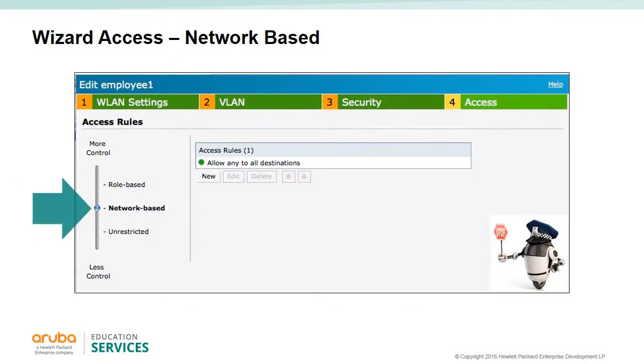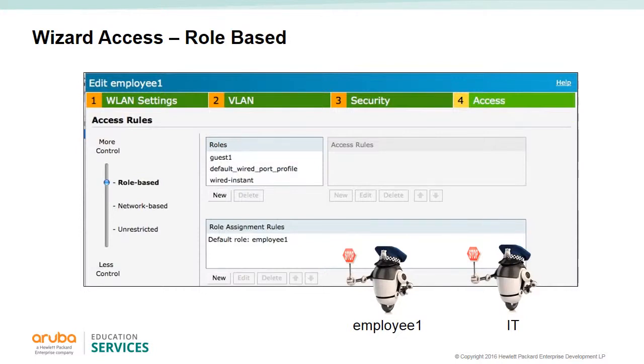If you choose the network-based role, then all of the rules created are for all the users associated to that specific SSID. If you select role-based access rules, then roles are assigned to various devices on the wireless LAN SSID. Roles are derived on a user device basis. If no role has been assigned, then a user or device gets the default role. Some users get the employee 1 role, but other users get the IT role in the example you see below.